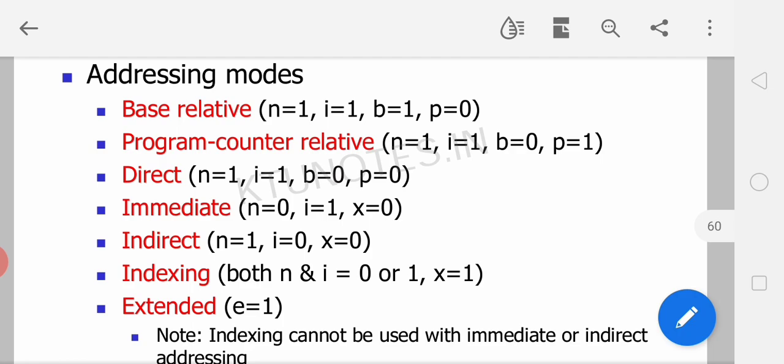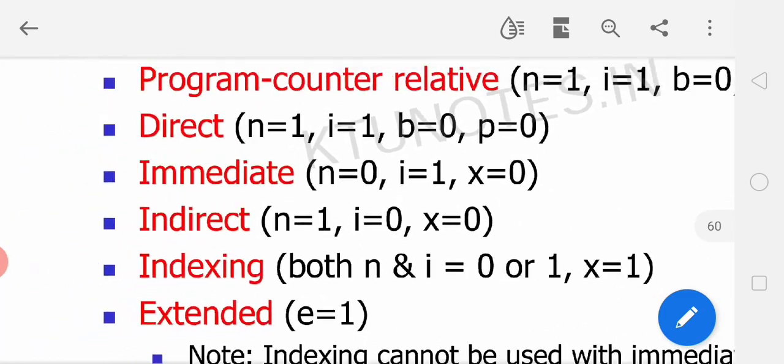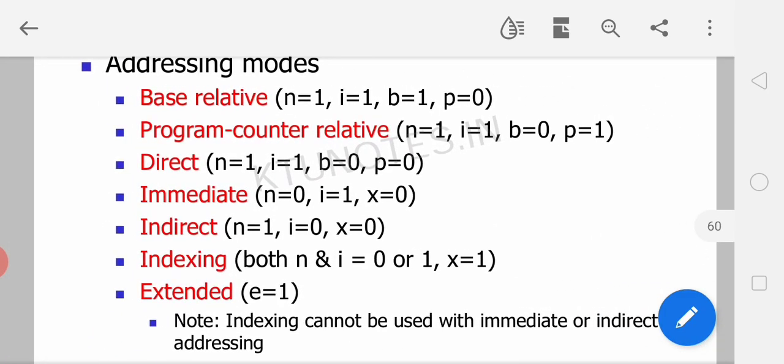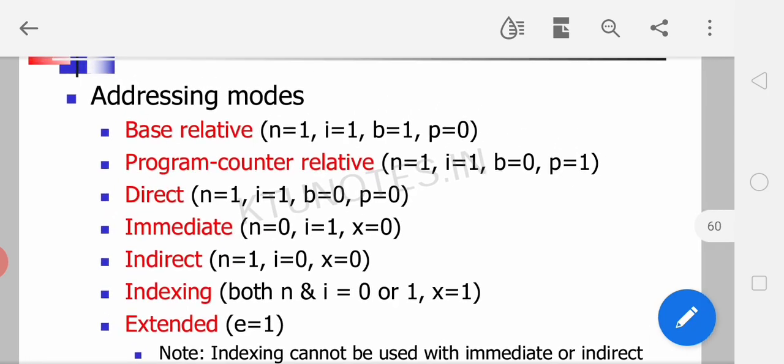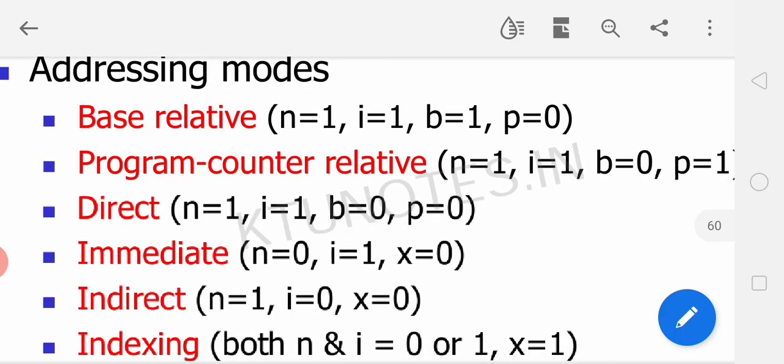Okay, then apart from indirect and immediate addressing mode, these two addressing modes, we can have the value for n and i equal to 1. That is the same for all other types of addressing modes. Okay, we will be discussing each one in detail. What is base relative addressing mode?